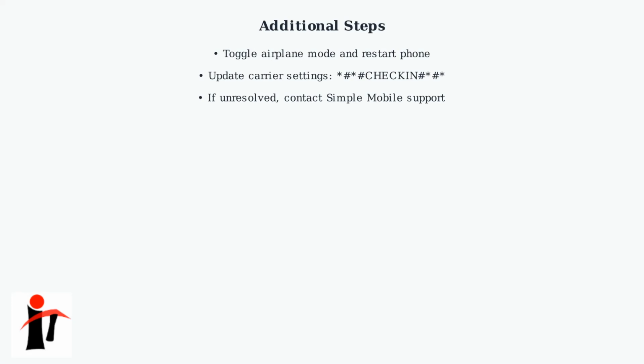You can also try toggling airplane mode, restarting your phone, or updating your carrier settings by dialing *#check-in, #. If these steps don't resolve the issue, contacting Simple Mobile support is the next best step.